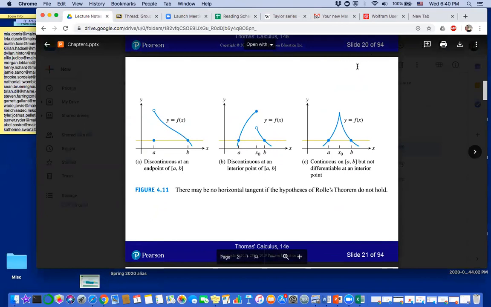So let's look at this one first. I'm going to switch to a yellow, can you see? All right, so starting with this. Is it true that f of a equals f of b?